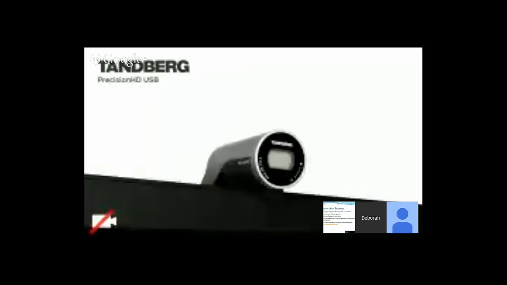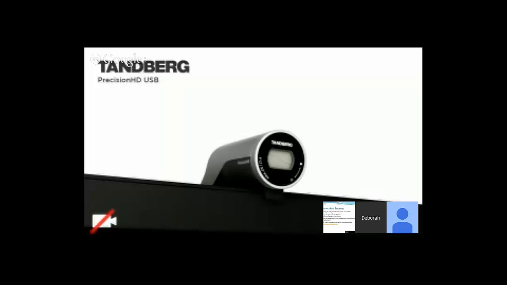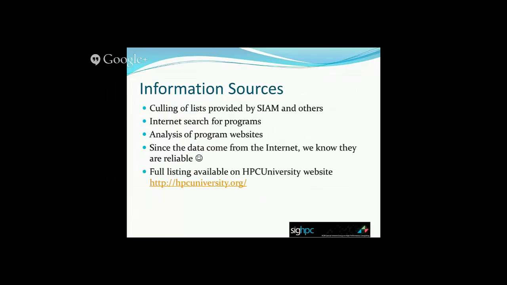The information sources for the academic programs were culled from various lists provided by SIAM and others. We then did an internet search for programs because we found that those lists were not very complete. We tried to do at least a cursory analysis of program websites, and of course, since the data come from the internet, we know that they're completely reliable. That's tongue-in-cheek, as we know that may not be the case, but this is the best we can do. The full listing is available on the HPC University website.